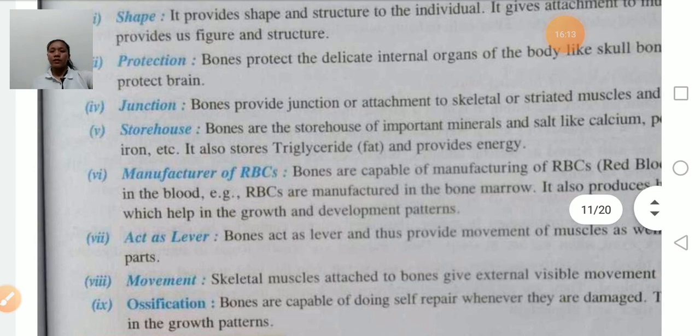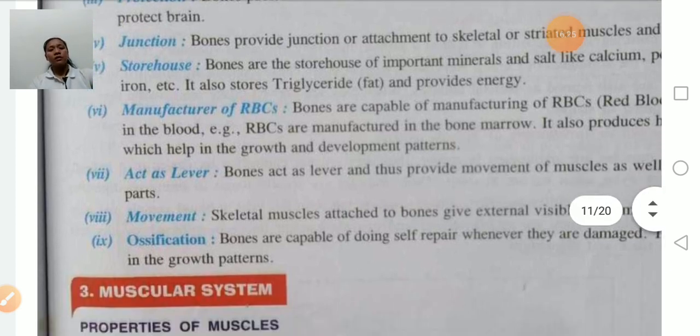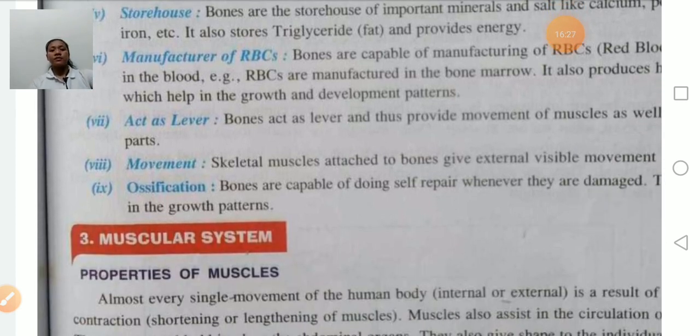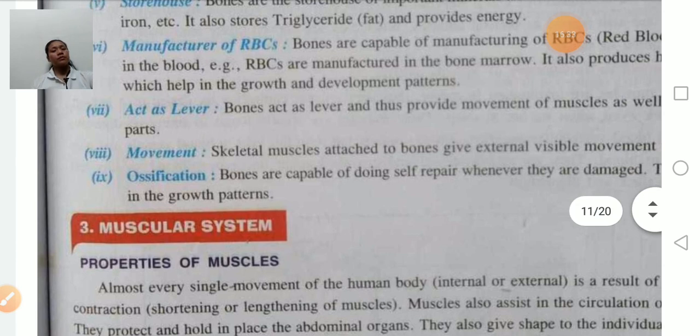Manufacturing of red blood cells. The skeletal system manufactures the red blood cells, and it also helps in growth and development. Bones act as levers. Therefore, movement is possible. Bones act as levers, and muscles act as force.